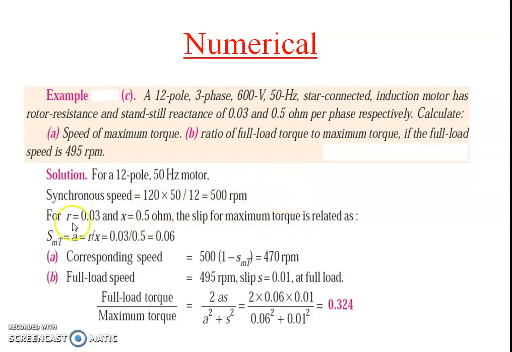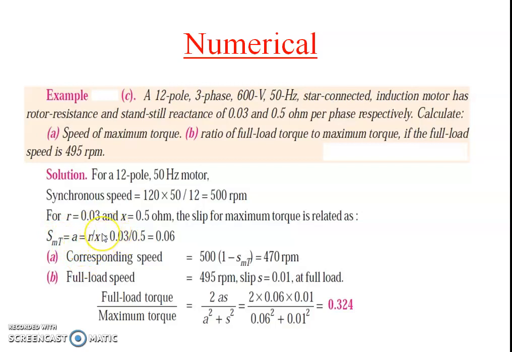Again, in the example they have given the data: R2, the rotor resistance, R equals 0.03 ohm and X equals 0.5. They have mentioned in the example the slip for maximum torque is required. That means they have given resistance as well as reactance. So using this resistance R2 and reactance X2, we are going to find out the slip value, because as we know S_MT, that is the slip at maximum torque, equals A, that is R divided by X.